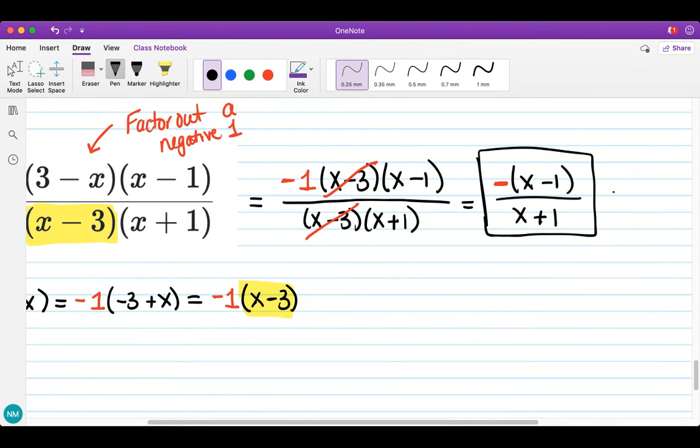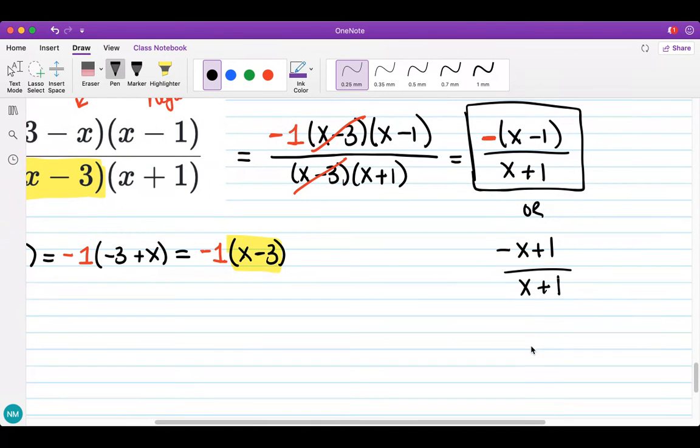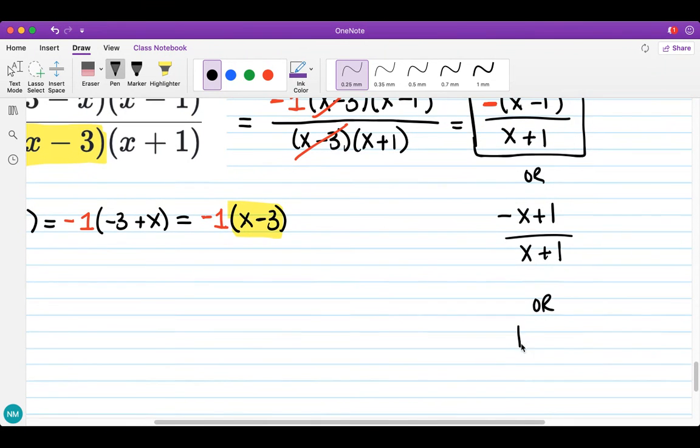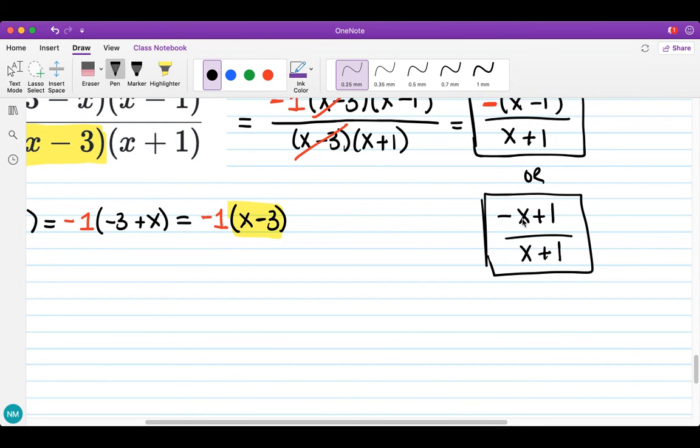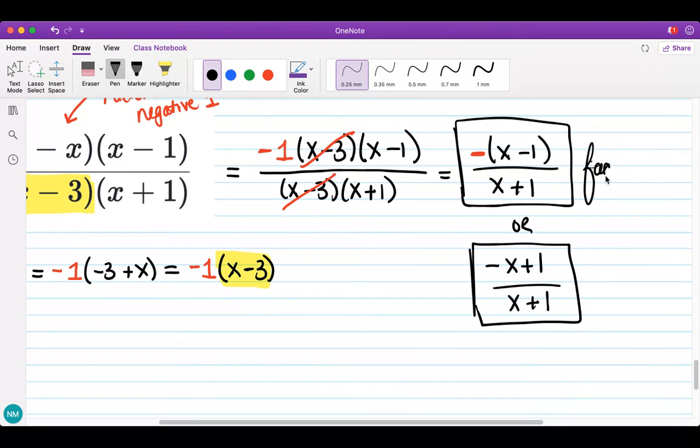That's factored technically, or I'll write it down here. Or you would get negative x plus 1 over x plus 1. There's a few ways you can write this. You can write 1 minus x over x plus 1. I would not write it that way, personally. That's me. I like things in standard form. So these are both correct. This is factored, and this is expanded. Make sure you read instructions where it asks you for expanded or not expanded.